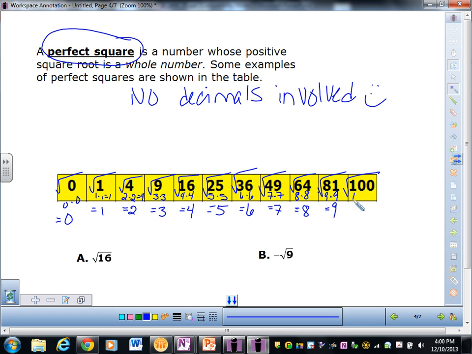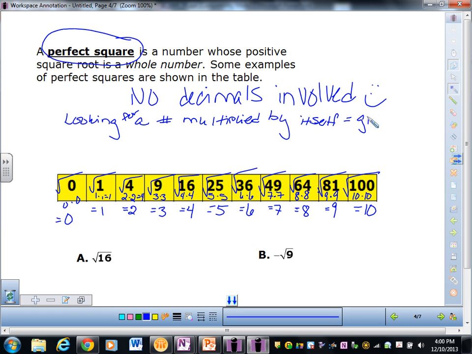The square root of 100, that is 10 times 10. So the square root of 100 equals 10. Remember, you are looking for a number multiplied by itself giving you a perfect square.